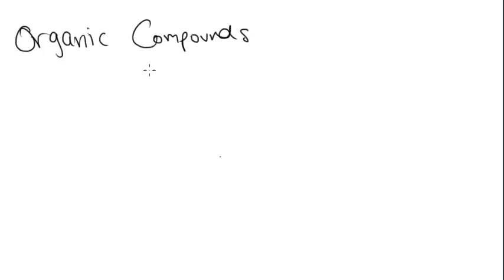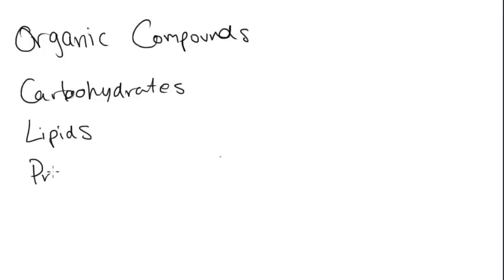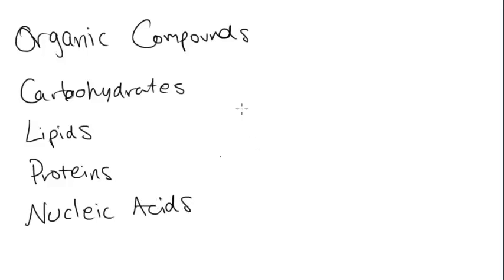Hey guys, today we're going to talk about organic compounds. And there are four main organic compounds that you absolutely need to know for both the AP and the SAT too. The first is carbohydrates, next is lipids, proteins, and lastly, nucleic acids. These four organic compounds are essential and are seen nearly everywhere in biology.